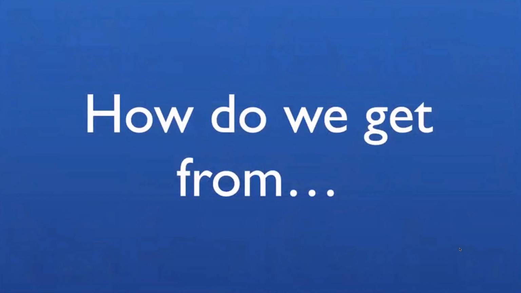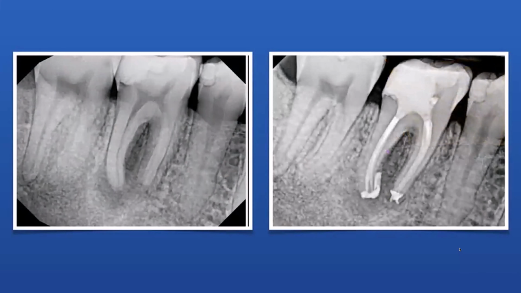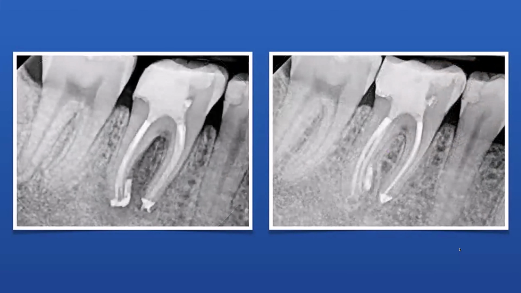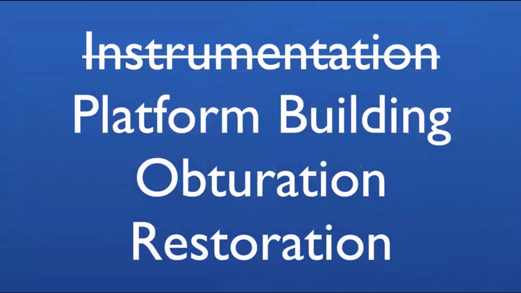So the idea with the lecture tonight is to try to break down the process of how we get from a patient presenting with this problem. It could be an infection. They may have an inflamed pulp. They need a root canal treatment. They present like this to completing the obturation with a permanent restoration and hopefully get a nice healing outcome as we can see here. So not much to talk about with instrumentation.